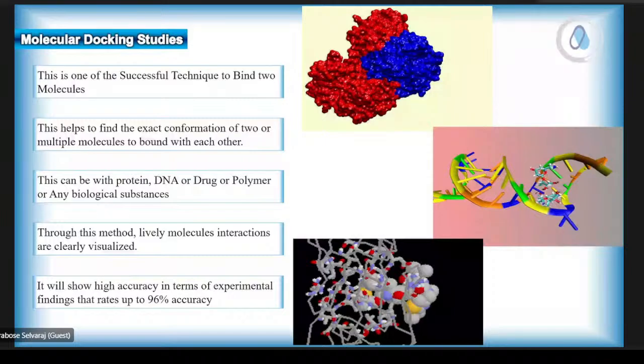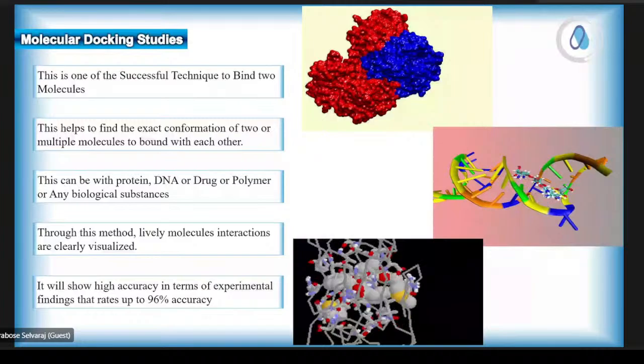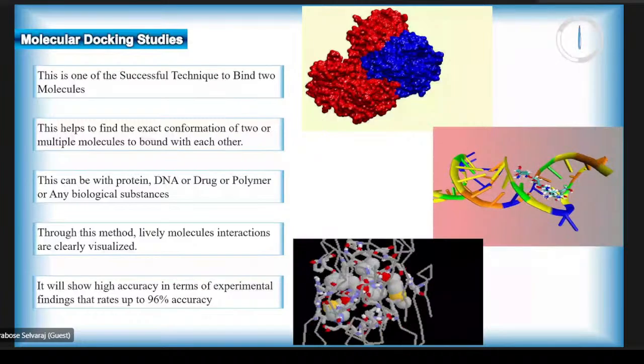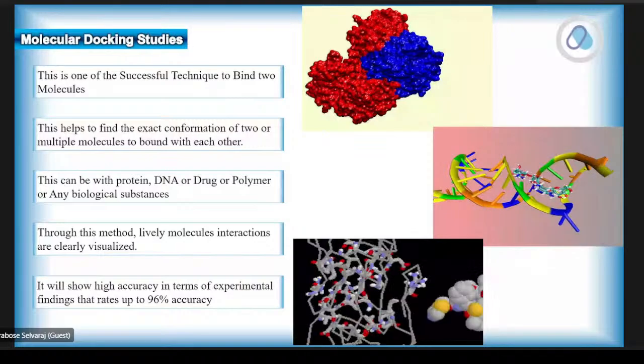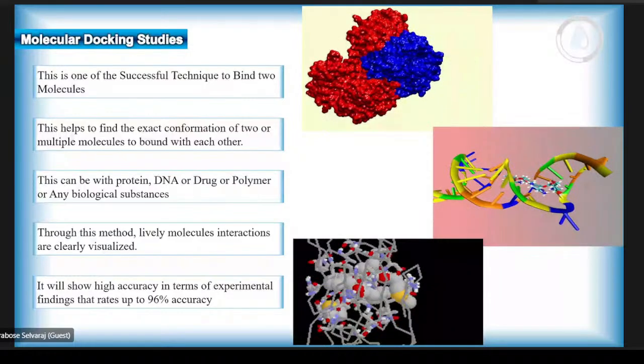So we don't know which molecule is going to bind with the protein. In that case, the molecular docking technique helps you to say that this particular molecule is the apt molecule to go and bind in the active site of the protein. This ligand can go and bind with the DNA or protein or polymer, whatever. So this is more reliable, more close to experimental.